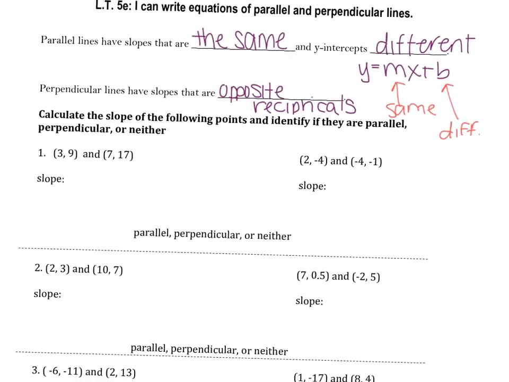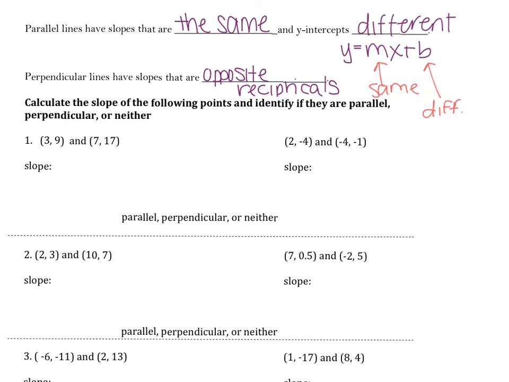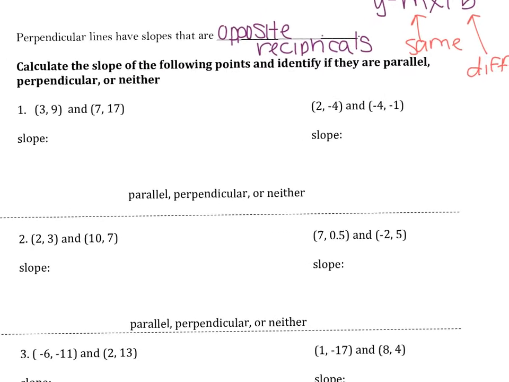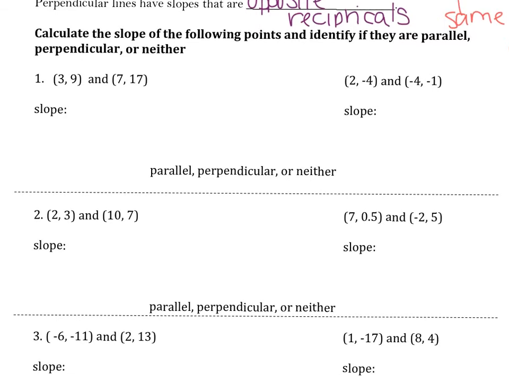So what we're going to do is calculate the slope of the following points and identify if they are parallel, perpendicular, or neither. So it may happen where they are neither. That means that the slopes aren't the same and they're not opposite reciprocals. Sometimes we forget that we already know how to find the slope of 2 points. All of our math is building on each other. So always remember what we've done already in the past. Just because we move on to a new chapter doesn't necessarily mean that we're doing new math. It all builds on one another.